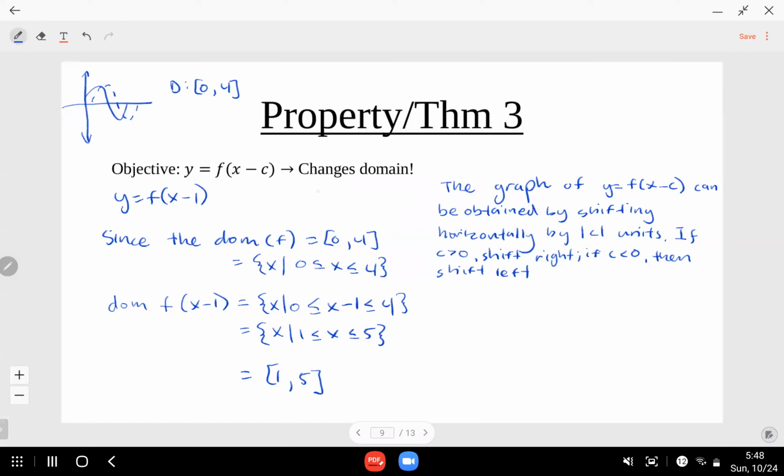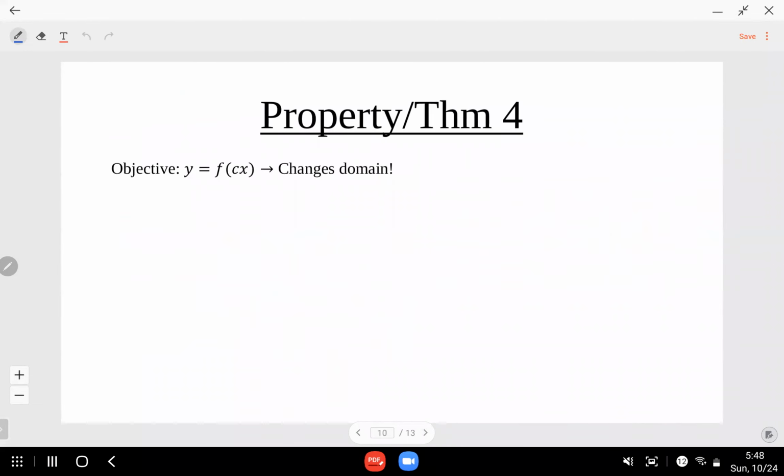And this does change the domain, all right? This changes the domain. That's very important. And the second one on this is the fourth theorem. Now this is the fourth theorem, and this also changes the domain, because it directly affects this x over here. And let's see what happens when we multiply this x by c. So let's use our same example here.